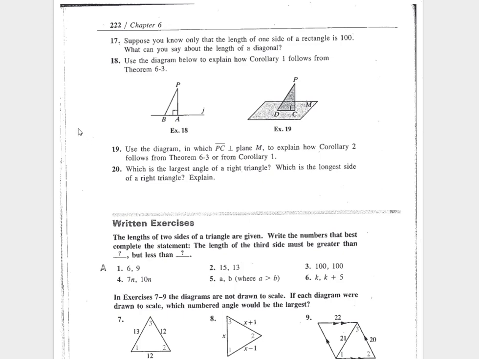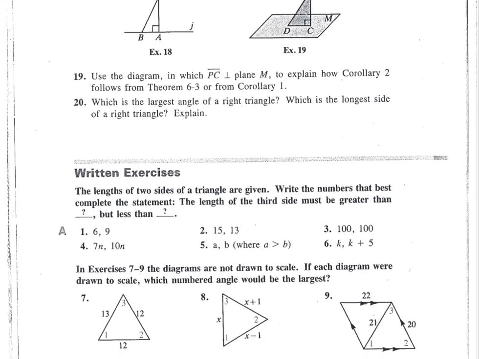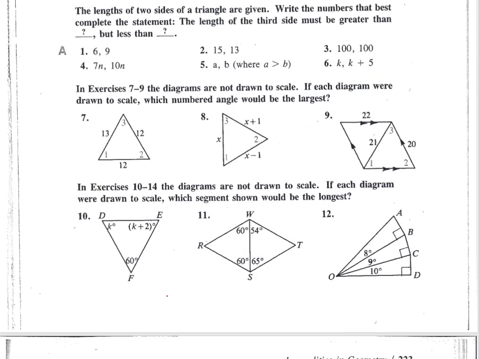So these problems come from a geometry book that we used to use for honors geometry back a while ago. If we look at the written exercises section, in triangles, if they give you a couple of side lengths, you can actually find out the range that the third side needs to be in. It has to be less than the sum of the two sides that you're given and greater than the difference of the two sides that you're given.